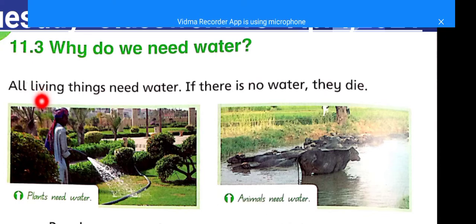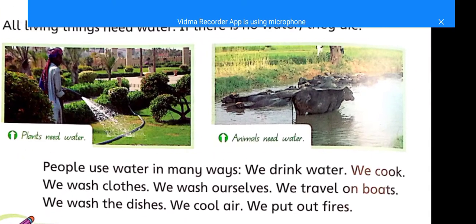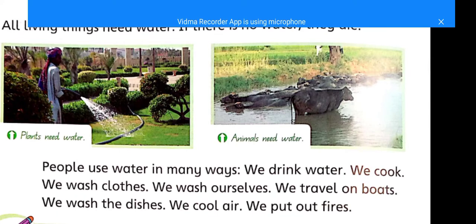First line is that all living things need water. If there is no water, they die. Same point which we have discussed right now, that we all know all the living things, either they are plants or they are animals, every living thing needs water to live. Without water, no life will be here on our planet or in our surroundings. So now, under the picture, we will read here.